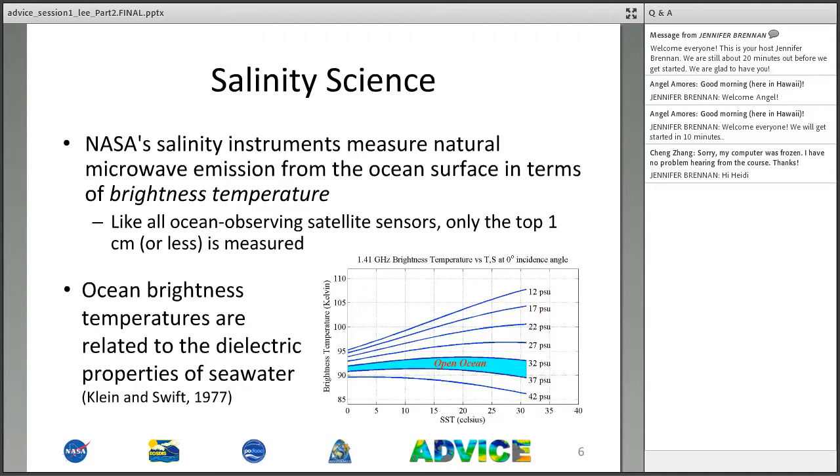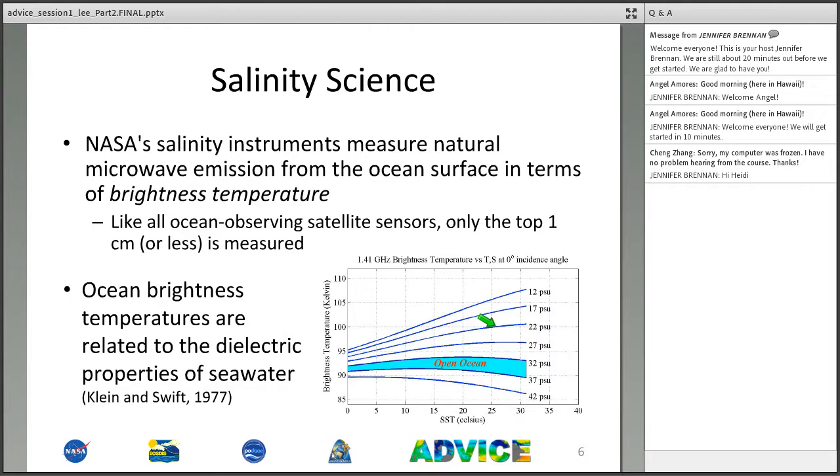So a commonly used model is one by Klein and Swift, developed in the late 1970s. And here the graph on the right-hand side illustrates the dependence of the brightness temperature on the y-axis on the sea surface temperature in the horizontal axis, and on the salinity as illustrated by the different curves in the graph, and that is at L-band frequency of 1.4 gigahertz at zero incident angle.